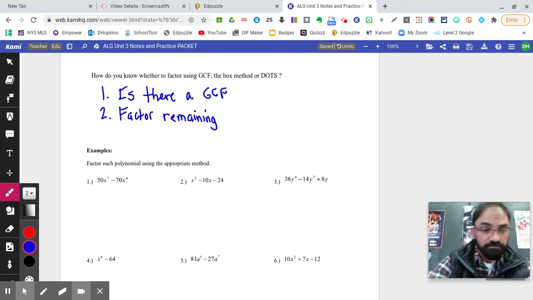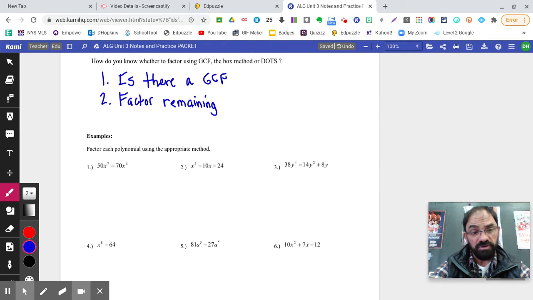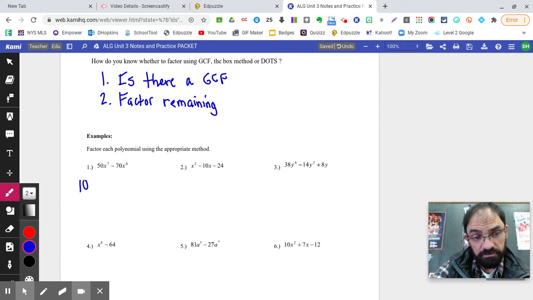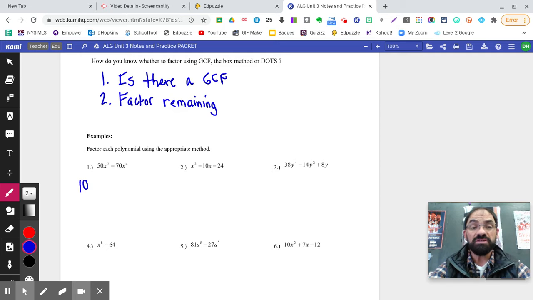So let's look at it. First of all, number one, is there a GCF? Absolutely. Between 50 and 70, 10 goes into both of those numbers. Between x to the 7th and x to the 4th, also a GCF. Remember, I take the largest one that they have in common. The one on the right only has 4, so I couldn't take out more than that. So 10x to the 4th is the GCF.